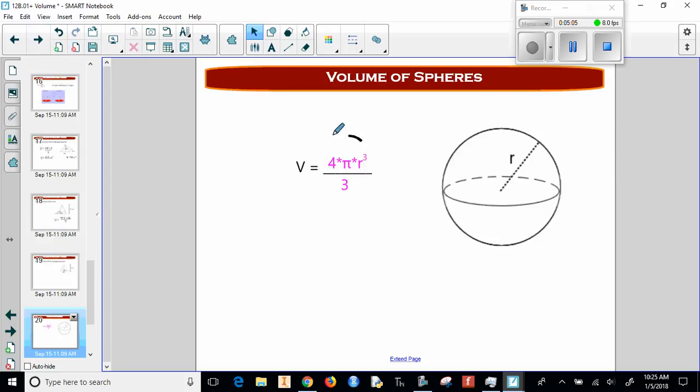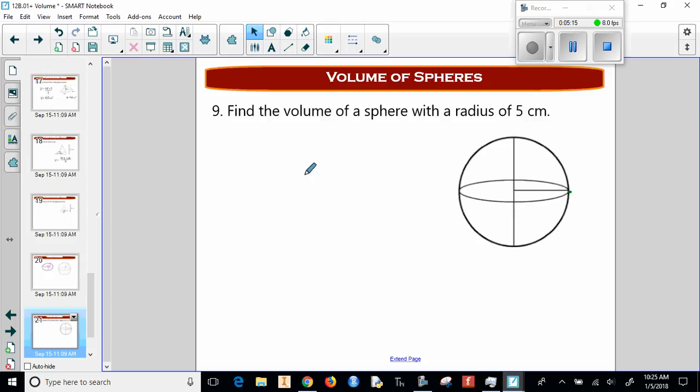All right. Now, the sphere is 4 pi r cubed divided by 3. So it's a little bit different, but it's pretty easy. So we do 4 pi times 5 cubed divided by 3, and put that in your calculator. 5 cubed is 125. 125 times 4 is 500. 500 pi over 3 centimeters cubed.